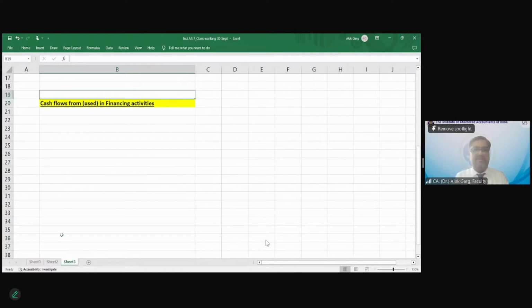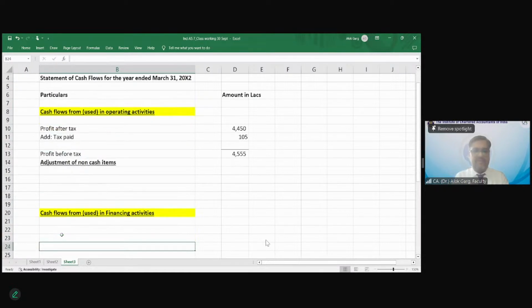So let me write here. Financing activity. Interim dividend paid. What is the amount of interim dividend paid? It is 450 lakhs. It is a payment. So should I write this negative? It is paid, right? Yes. Okay.